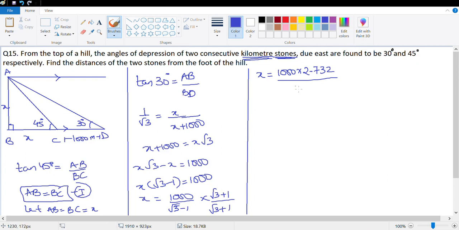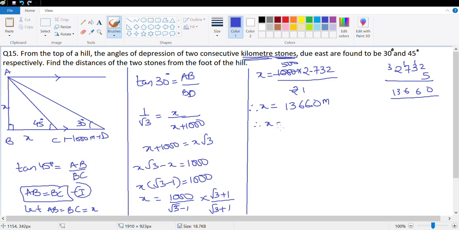And root 3 plus 1 into root 3 minus 1, that's x square minus y square, the 3 minus 1, which is 2. So 2 into 1000 gives 500. Therefore, x is equal to 2732 into 5. Let's do this calculation. That's 13660. How many decimals? 3, but 2 go, which means 1366.0 meter. Therefore, x is equal to 1.366 kilometer.